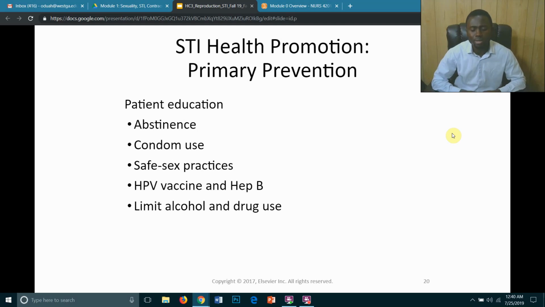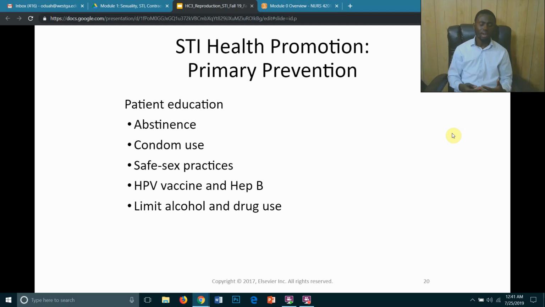And then you also have to educate your patient about safe sex practices, such as being in a monogamous relationship, knowing the STI status of your partner before sexual intercourse, and also avoiding multiple partners and engaging in risky unprotected sex. They can also get the HPV vaccine, which will protect them from contracting HPV, and also they can get a Hep B vaccine, which you all got before coming into nursing school, to help protect them from hepatitis B.